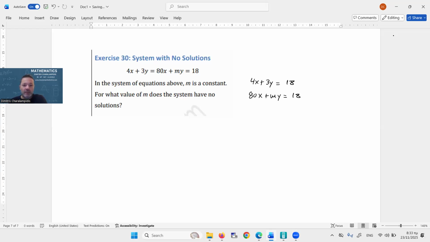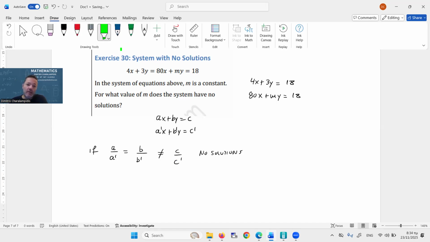We know that a system of this form, ax plus by equals c, and a prime x plus b prime y equals c prime, has no solutions if a over a prime is equal to b over b prime, but at the same time these two are different than c over c prime. So this is exactly what I'm going to do.